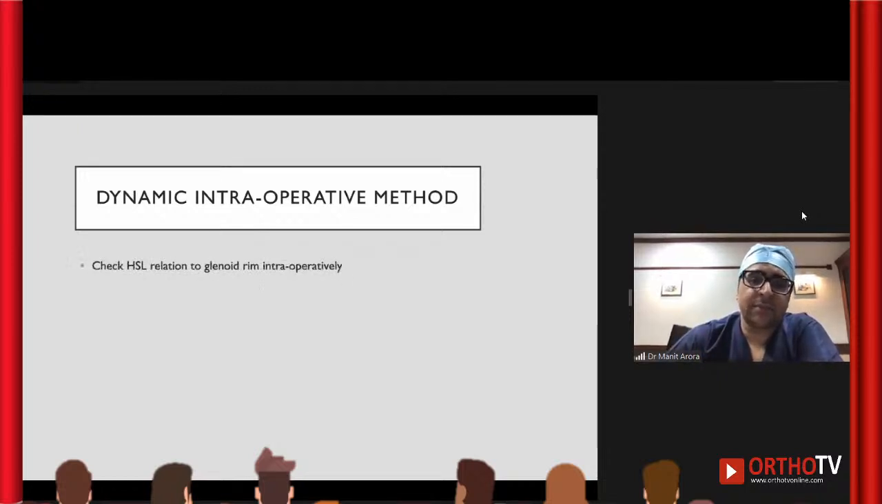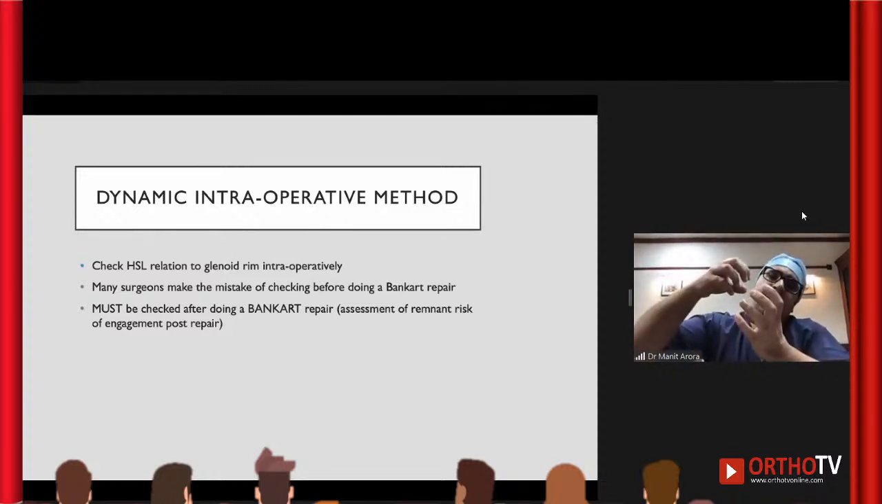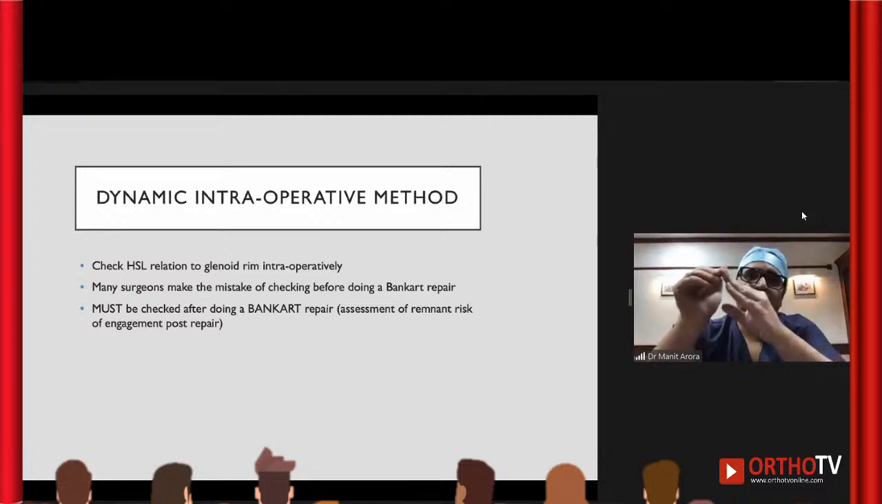So in the dynamic method, what do we do? We check the Hill-Sachs relation to the glenoid rim intraoperatively. That means that when we're doing our Bankart repair, we see how the Hill-Sachs engages with the anterior glenoid rim in that end range of motion, in that abduction external rotation. Now, one of the big problems with doing a dynamic method is that a lot of surgeons do it before they do a Bankart repair.